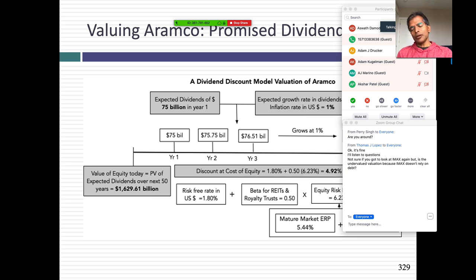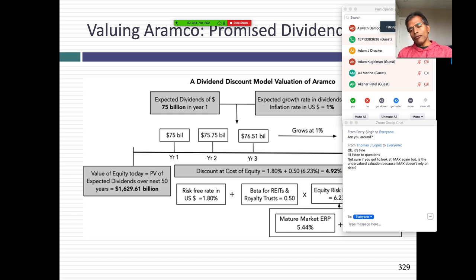You don't have to use terminal value sometimes. You just have to do the projected cash flows. You know what they have at the end of 50 years as terminal value? Nothing. There's nothing left other than desert sands. So I have my expected dividends for the next 50 years. And I need to pick a discount rate.